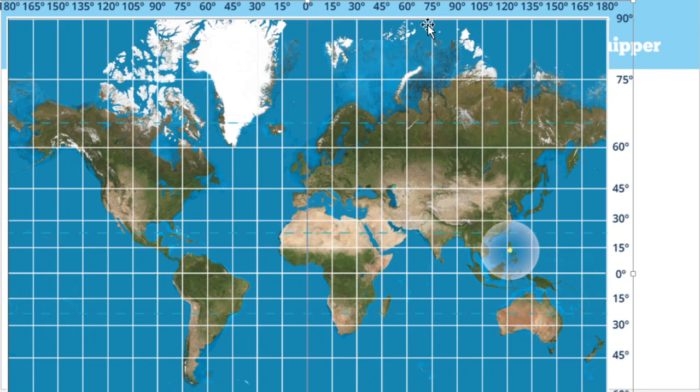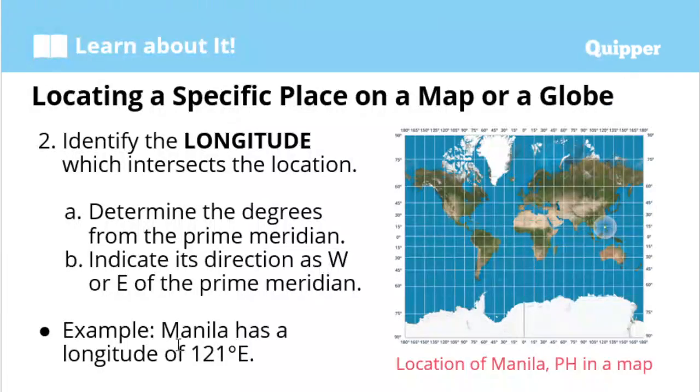So tingnan po natin yung line na specific na around diyan, saan ba tatama, no? So pinakamalapit po is 120 degrees, pero hindi po siya actually pasok na pasok doon. So we may say that's more than 120, around 123 maybe, and the direction would be east. So tingnan natin kung tama yung answer po natin. Right, so that's around 121 degrees east.